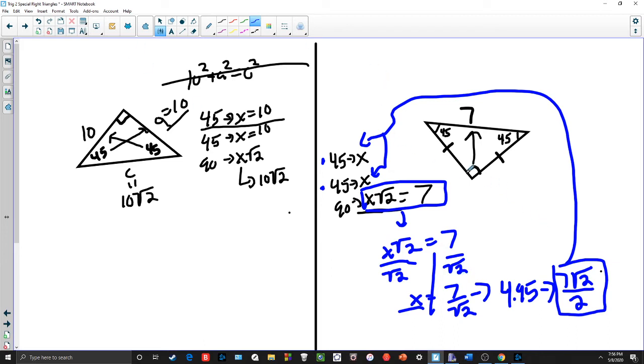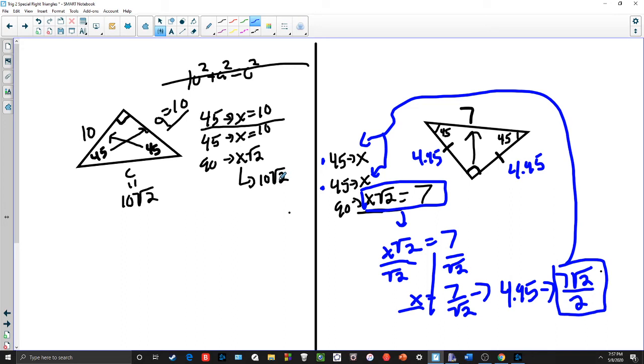And again, this answer applies to both sides. So this is 4.95 over here, and this is 4.95 over here. Okay? Because again, it's an isosceles, so both these sides are the same. This is typically the easier kind of special right triangle.